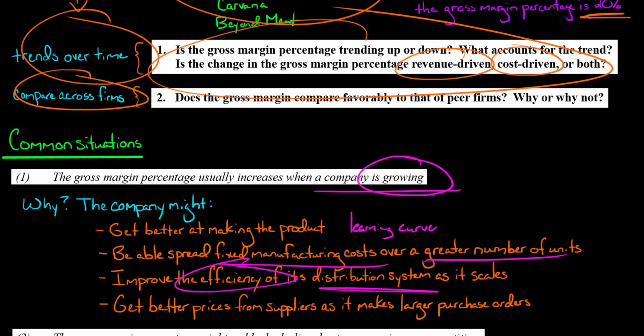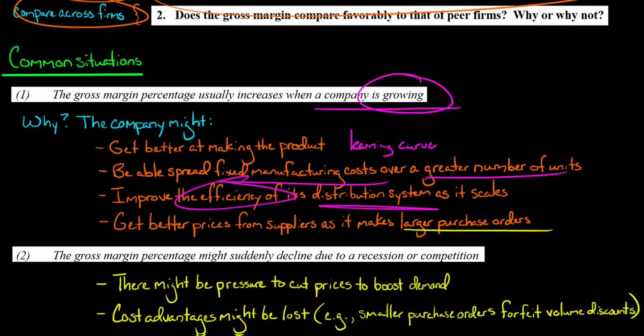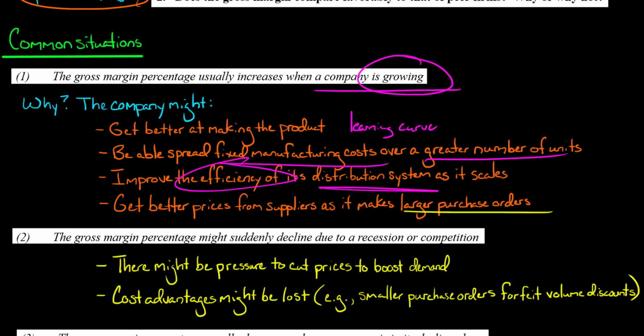So as it buys more material from suppliers, larger purchase orders, it can get volume discounts. Those are some reasons that you'll see, when I show you a couple examples where the company's getting bigger and you see the gross margin percentage getting bigger, those are some reasons why.